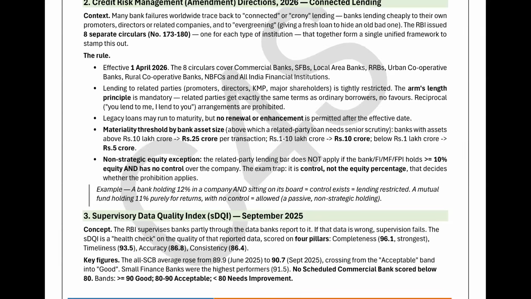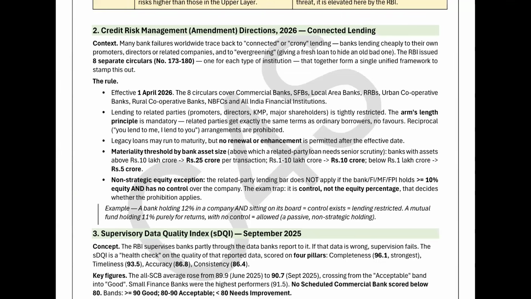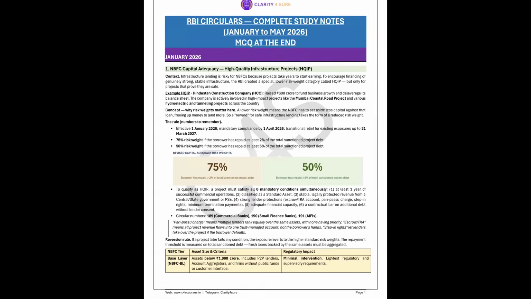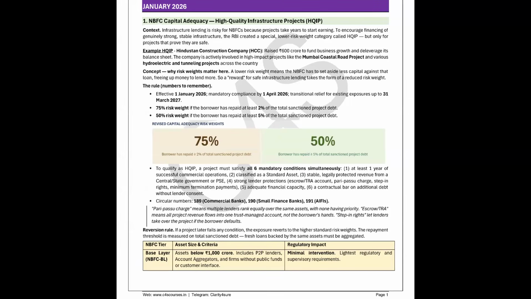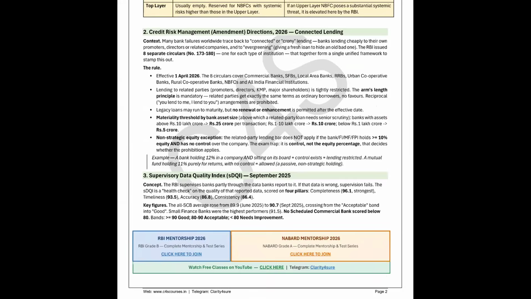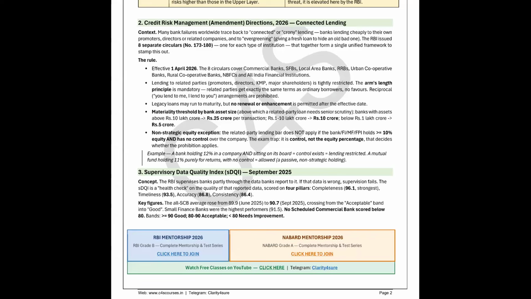So it is very easy and not that important, but you should understand what it is related to: the credit risk management amendment direction, that is connected lending. Is it clear? So I hope the first, that is NBFC capital adequacy, that is high quality infrastructure projects, HQIP, and the second, which is not that important from my point of view, but you have to read it, is the credit risk management amendments direction 2026, connected lending.